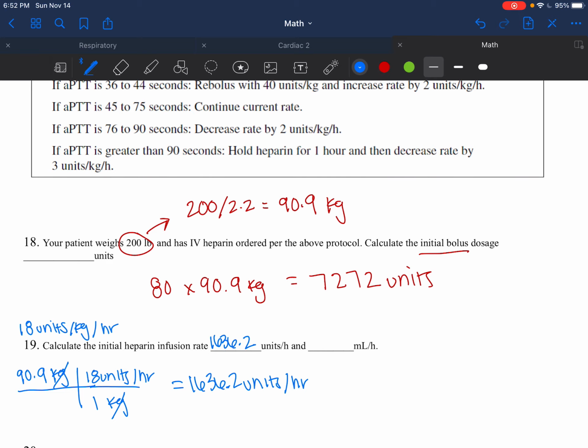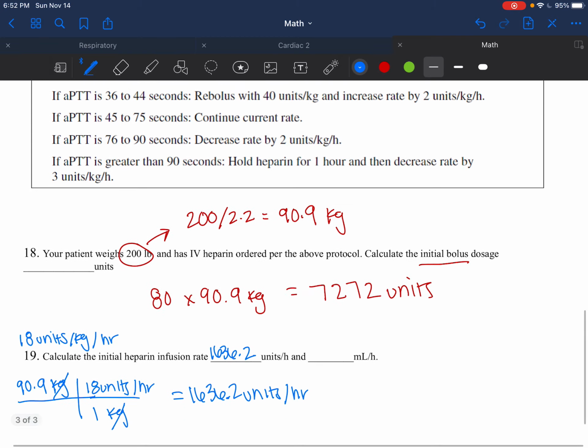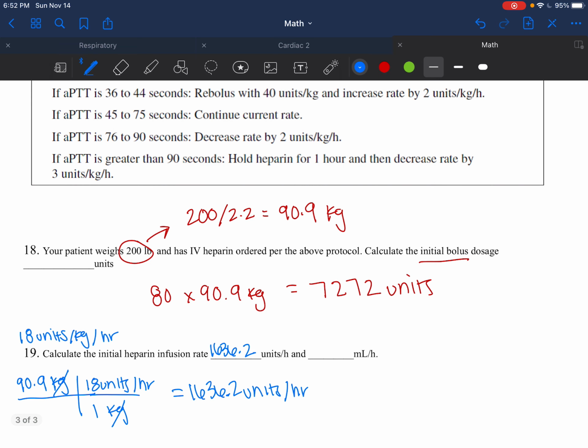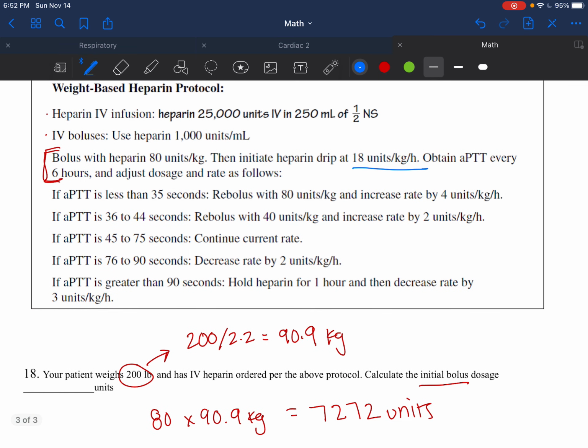And it also wants us to figure out how much that is in mL per hour. So to do that, we need to come back up to the protocol and figure out the concentration of our heparin. And our heparin that we are giving is 25,000 units in 250 mL.